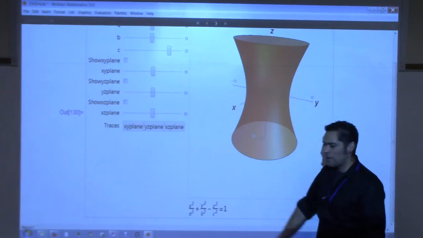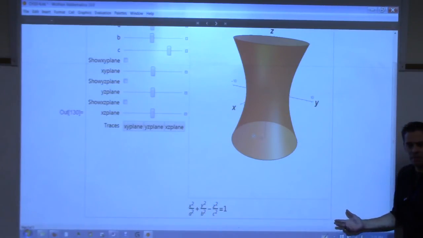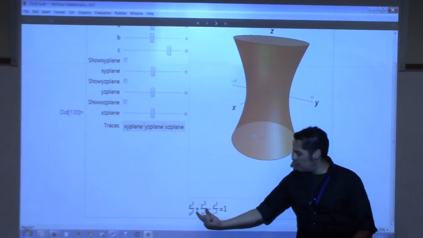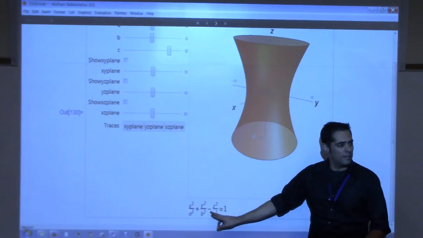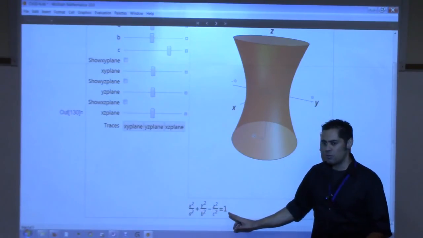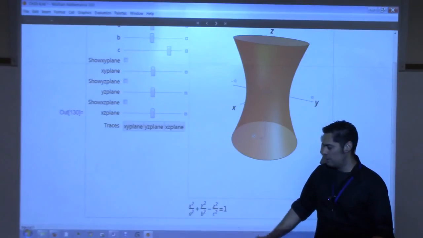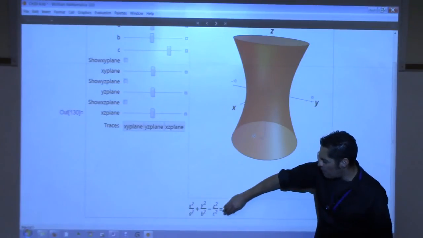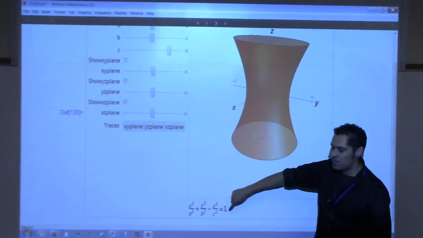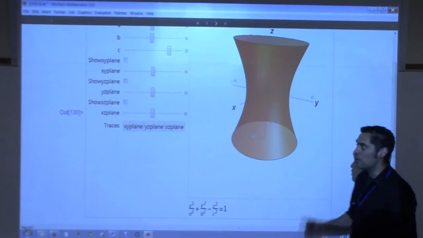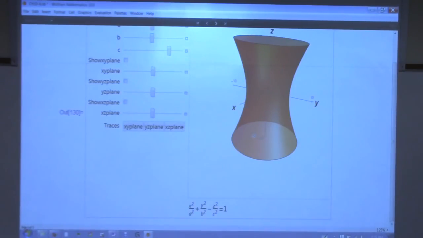All variables appear in here. All of them are squared. Two of them are positive. One of them is negative. And we have equals 1. If you took that 1 away and made it a 0, you could move that to the other side, couldn't you? And then it would no longer look like this. It would be something else.